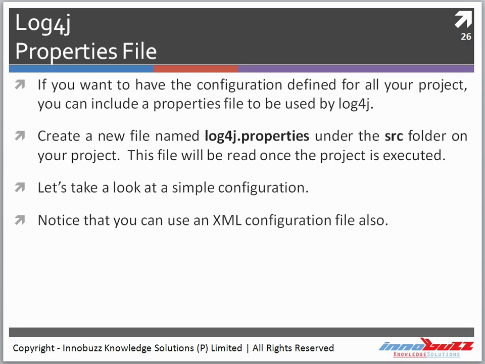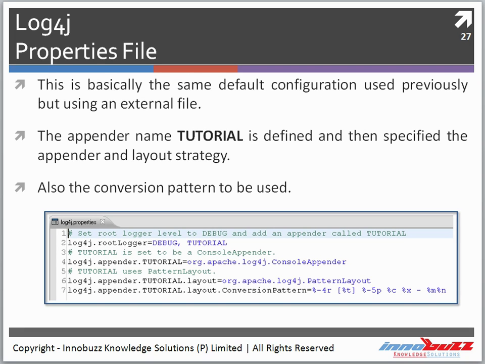Here's a sample configuration file. At line 2, we have defined the root logging level, and also we have added an appender called tutorial. The characteristics of this appender are defined later as well. On line 4, we're setting that the tutorial appender is going to be a console appender. Then, on line 6, we're setting the layout for the tutorial appender, which is a pattern layout. On line 7, the conversion pattern for the layout is set.